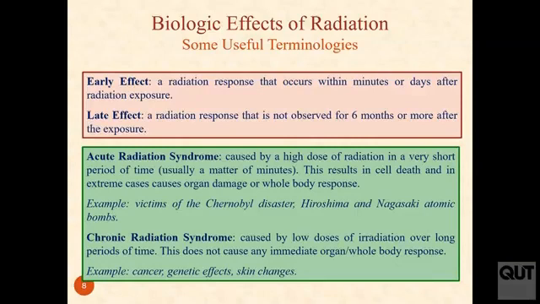An acute radiation syndrome is caused by a high dose of radiation in a very short period of time, resulting in cell death or organ damage. So this would be the victims of Chernobyl or Hiroshima or Nagasaki. And then there's chronic radiation syndrome, which is longer term. So chronic is longer term, acute is shorter term.